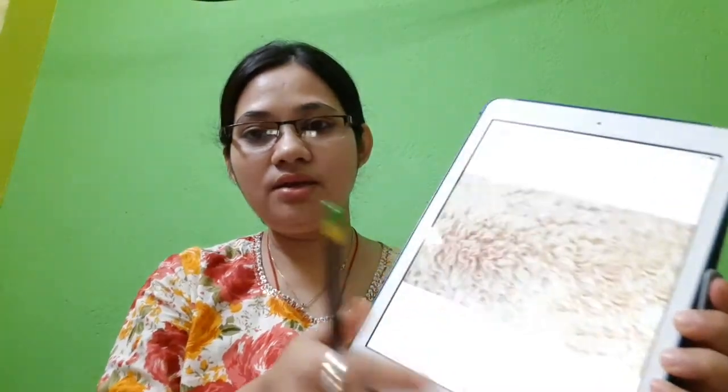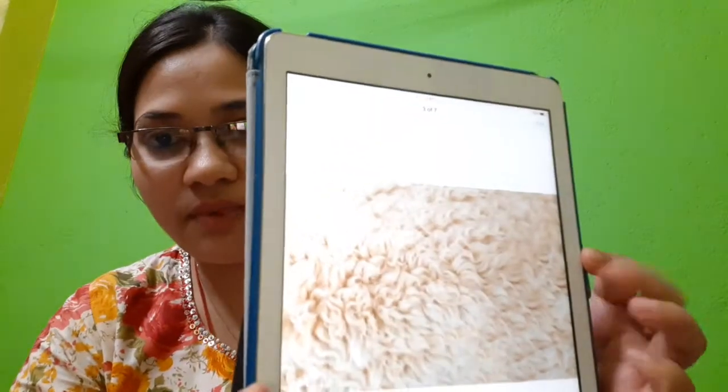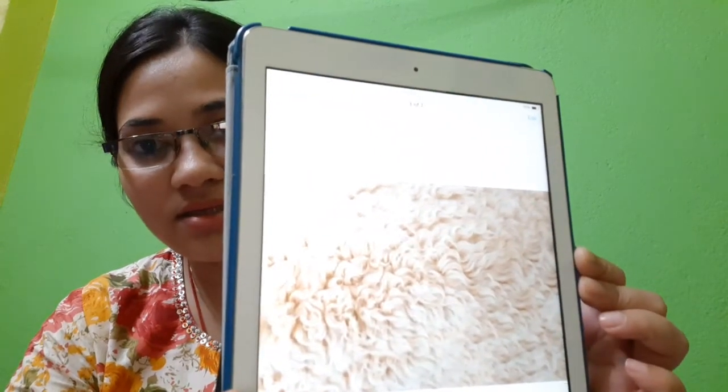Fleece means, during shearing, when you have seen the shaving of the hair of the wool, at that time with the help of some machine, like we trim our hair, boys they trim their hair, similarly, by the help of that machine, the wool is sheared or shaved off from their body, and it appears to be something like this. This is called fleece. In case of sheep, it appears to be like this. This is called fleece, F-L-E-E-C-E.